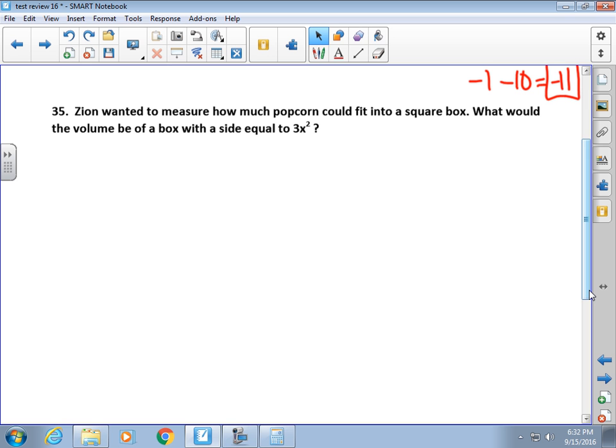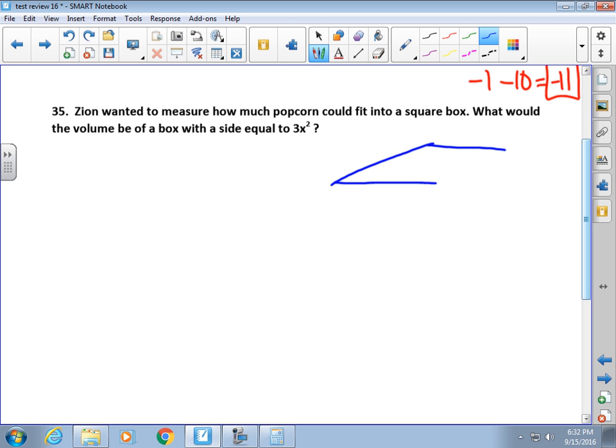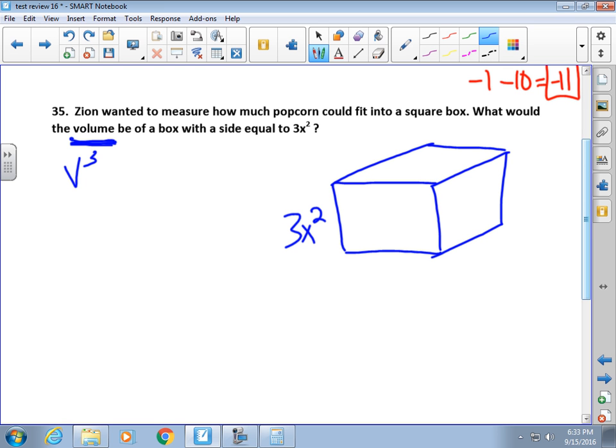Zion wanted to measure how much popcorn could fit into a square box. I'm drawing a picture. Square box. He wants to know how much popcorn would fit in a square box. What would the volume be of a box with sides equal to 3x to the second power? Well, first thing, volume. I know volume is cubed. Volume is cubed. All right?